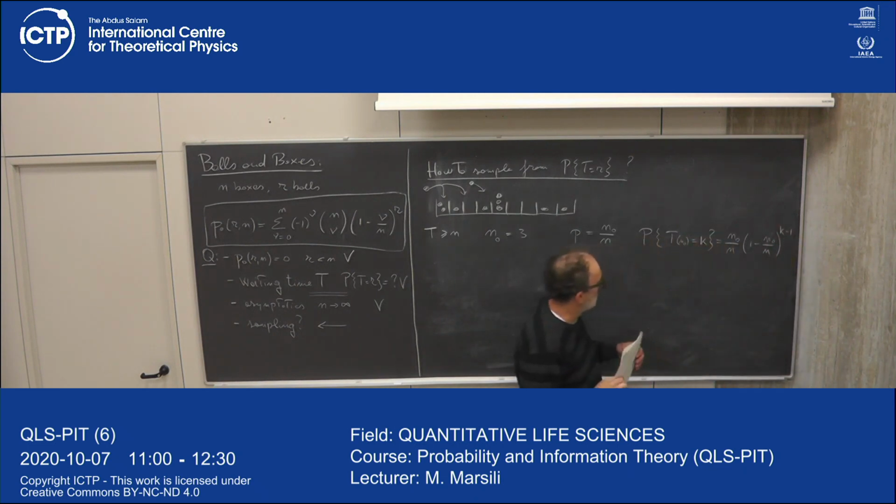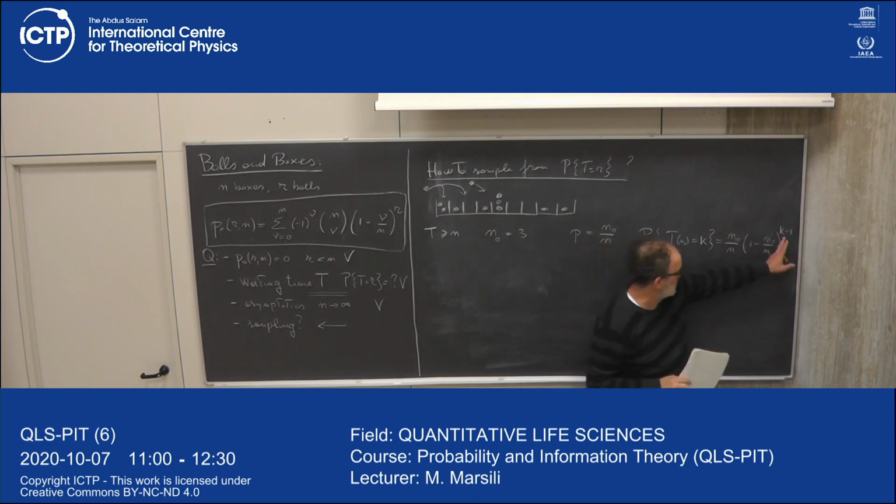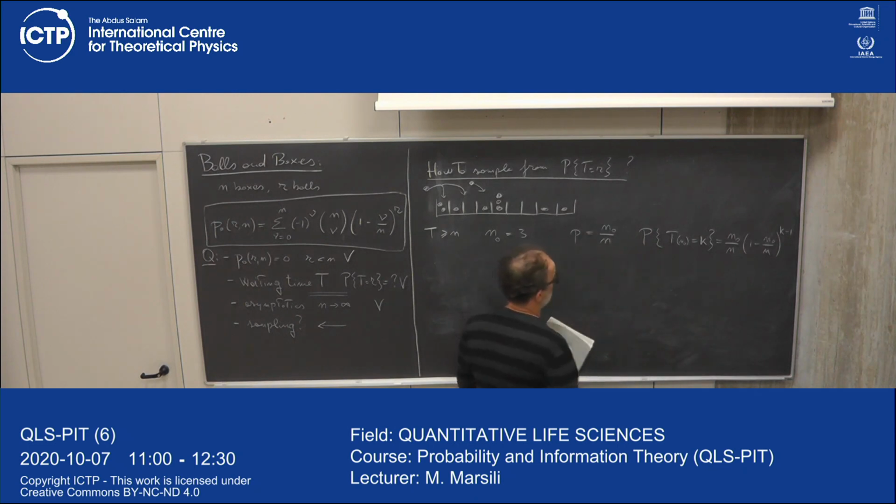Because if I get a ball in an empty box after k draws, then it must be that k minus 1 draws went into already occupied boxes, and this is the probability. And then one ball went in the empty box, in one of the empty boxes.